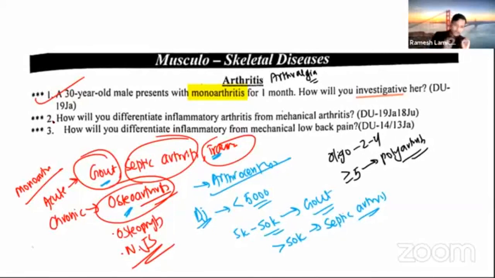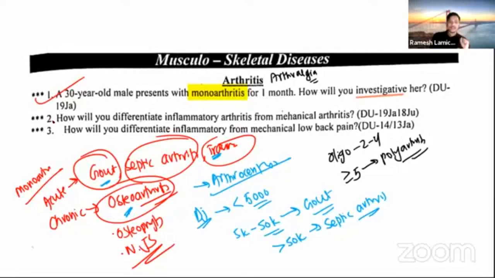And temperature over the joint is increased in inflammatory arthritis, whereas in mechanical arthritis, temperature over the joint is normal. Usually we do not look for crepitation, but crepitation is the cracking sound on movement. That is crepitation, which we see in mechanical arthritis, whereas we do not see it in inflammatory arthritis.